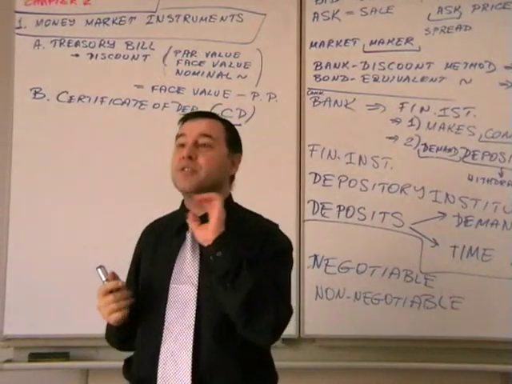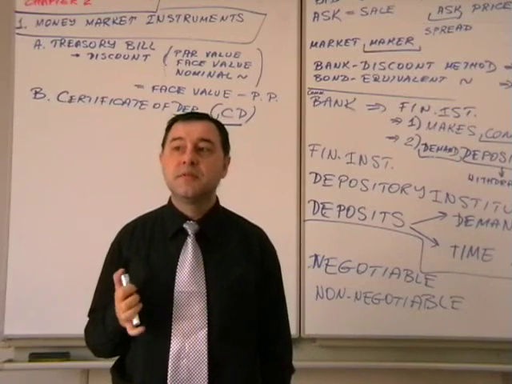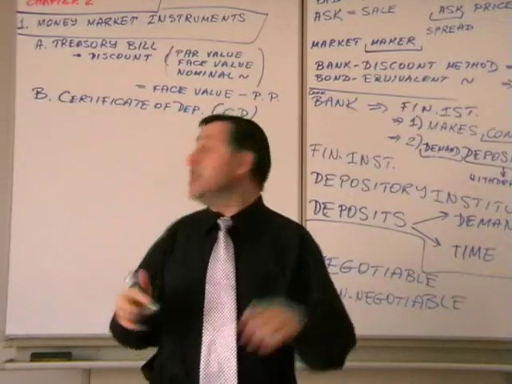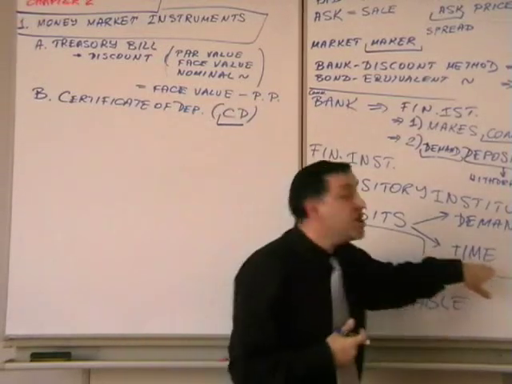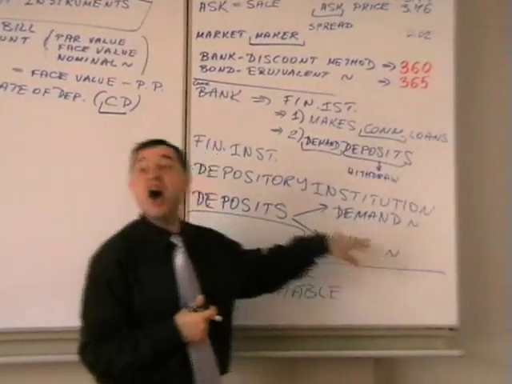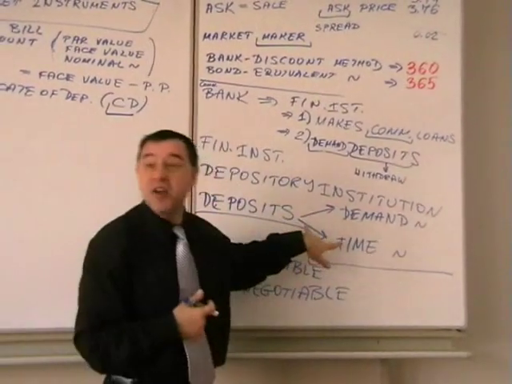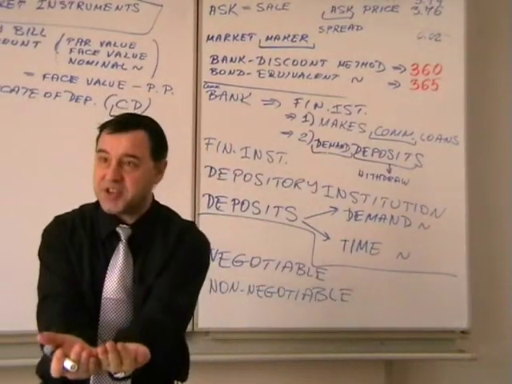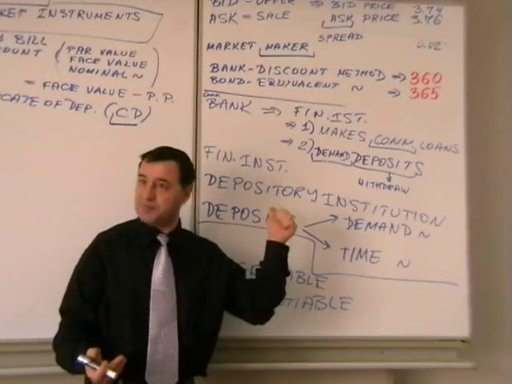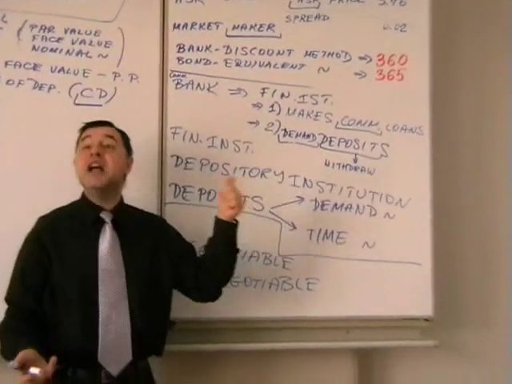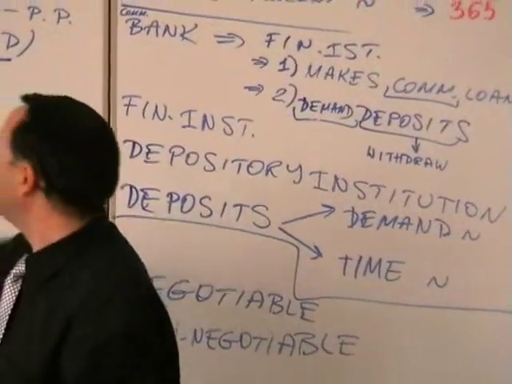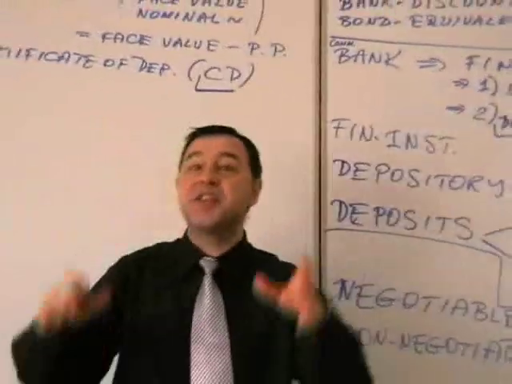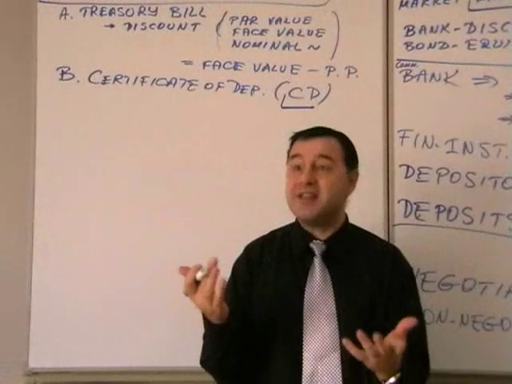And time deposits are non-negotiable. So how can a CD be negotiable? No. Okay, that's what I'm explaining now. A CD is the negotiable version of a time deposit. So a time deposit is not negotiable. But as soon as they give you the piece of paper for the time deposit, which is the CD, it becomes negotiable. All right? So people always prefer to have the CD instead of the time deposit, because with the time deposit, they are locked up and can't do anything.